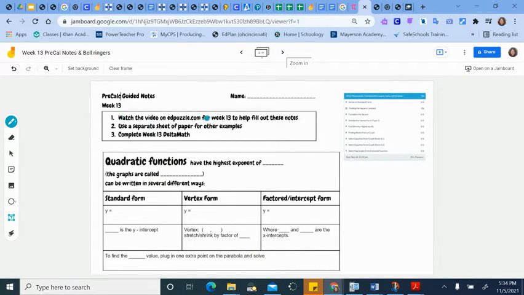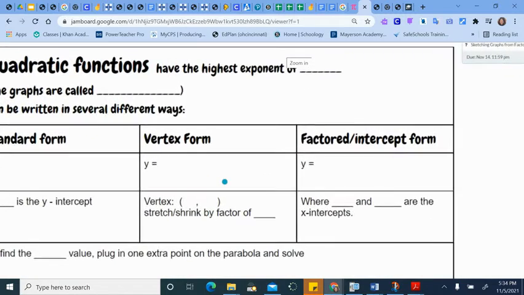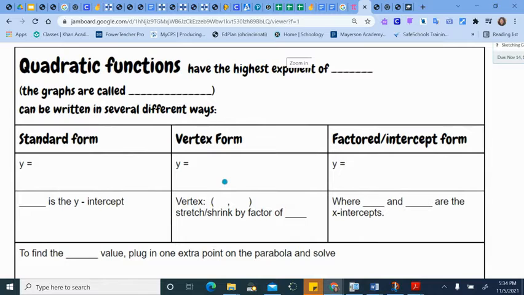Your goal is to watch the video or videos from week 13 and then fill out these notes. Use a separate sheet of paper for some examples that we'll do. Although these notes, there are guided notes for that printed for you, and then complete week 13 Delta Math. So complete the Delta Math for the week. So here we go. Ready?